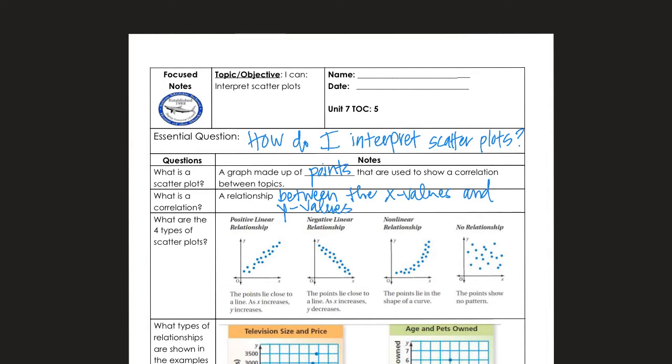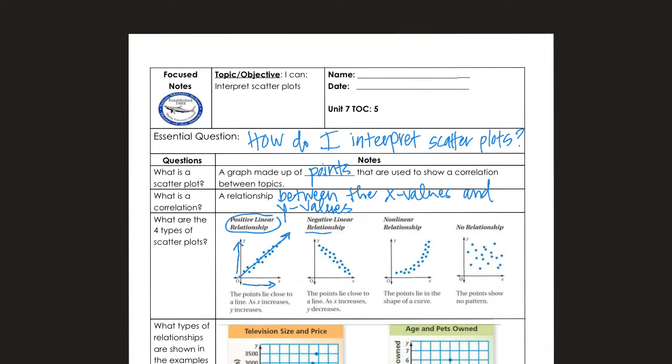What are the four types of scatter plots? It's important for you to be able to look at a scatter plot and recognize the relationship or the correlation. So let's first look at this first one, positive linear relationship. For this one, as x increases, our y also increases. So this is creating a positive relationship.